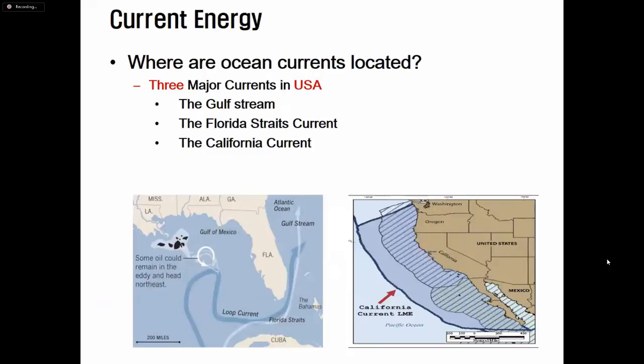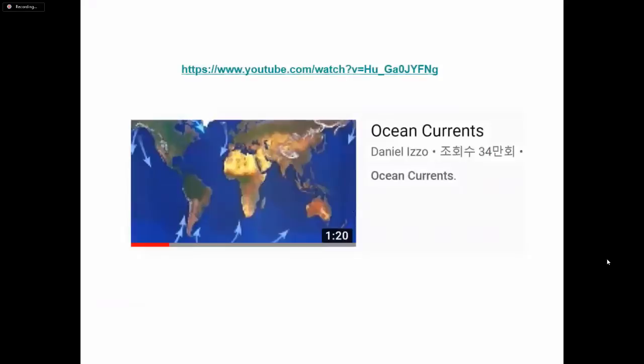Current energy, where is this? There are 3 major currents in the USA: the Gulf of Mexico, where Florida is near. This is Florida. This is the Gulf of Mexico. And California is west, so California is here. There is a good current there. There is a video, but I will not show you this time to save time.